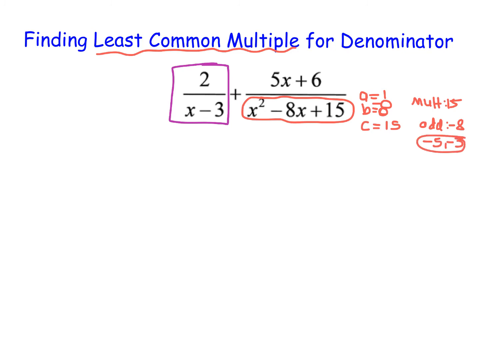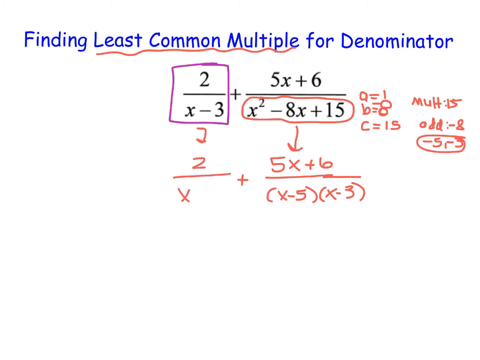So what I can do with this first fraction here is I can rewrite this as 5x plus 6 over x minus 5 times x minus 3. So what I can now do is I'm going to bring this first fraction down, and I can take a look at the two fractions and note their denominators. What I note is that they have in common this x minus 3.